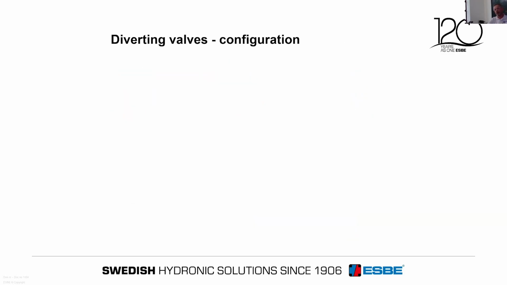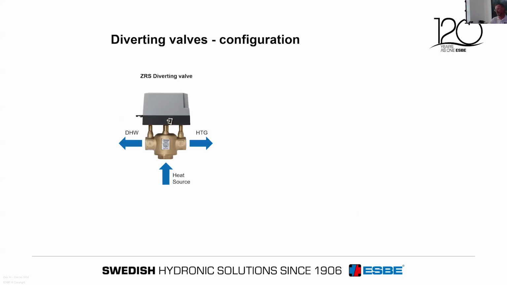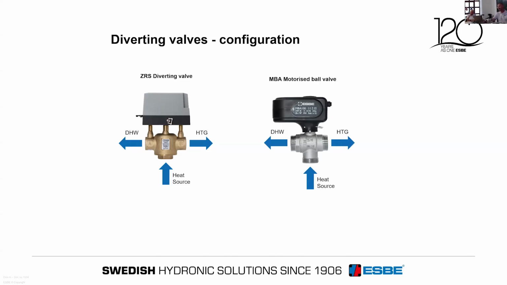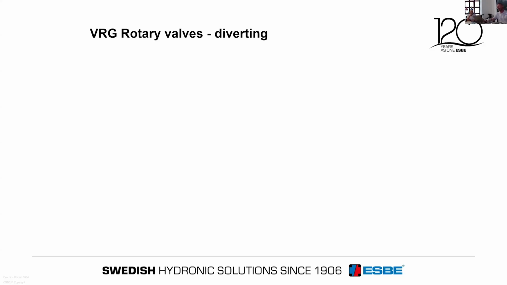So it can cause a bit of confusion out there because this is how a traditional diverting valve is configured, with the heat source coming in through, some might call it an A-B port. I would call it a branch. And then it's diverted between the 2 runs, between the A and the B. Now, our motorized ball valve, we call it an MBA, has the same configuration in that you connect your heat source to the branch, and then we divert between the hot water and the heating on the run ends.